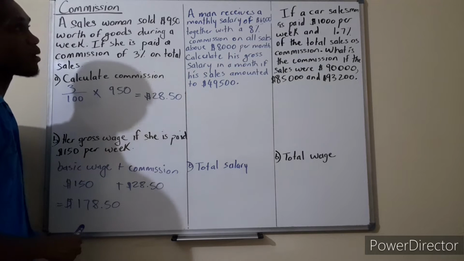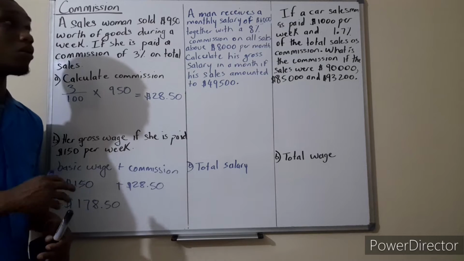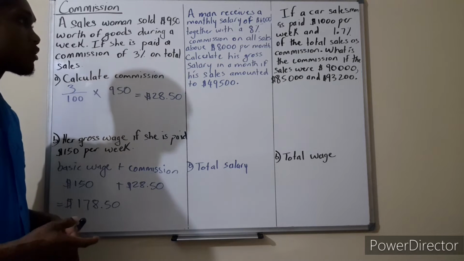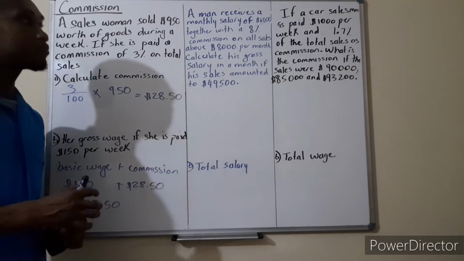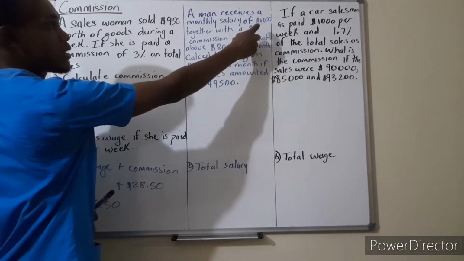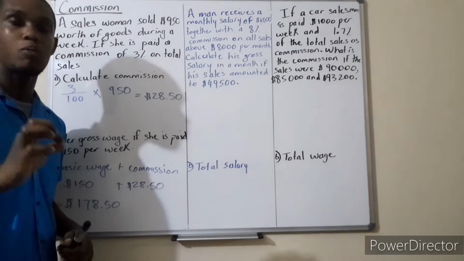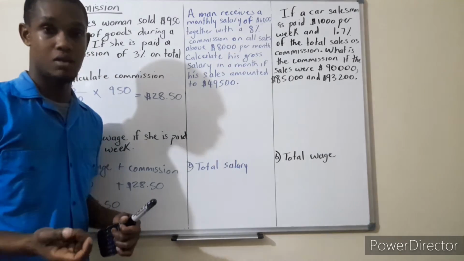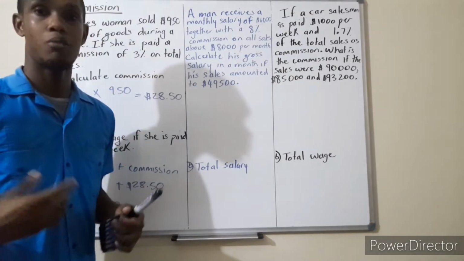It says a man receives a monthly salary of $6,000 together with an 8% commission on all sales above $8,000 per month. Calculate his gross salary in a month if his sales amounted to $49,500. The first thing you have to recognize is that you will only get 8% commission on sales that are above $8,000. So commission does not start when you start to sell, but after you have reached the $8,000 mark. Everything above $8,000, you'll be getting an 8% commission on.